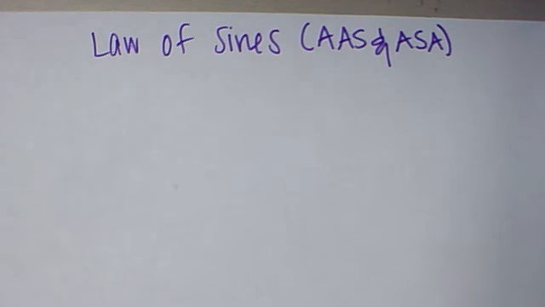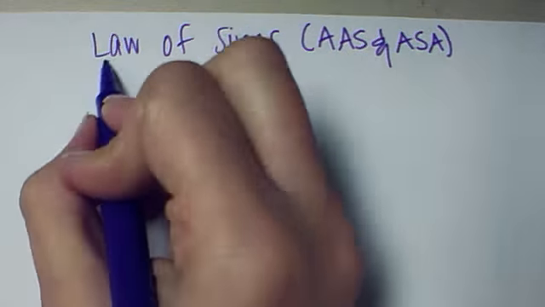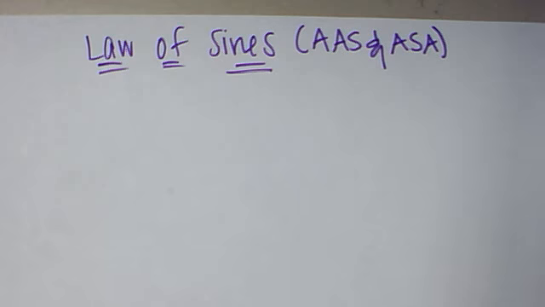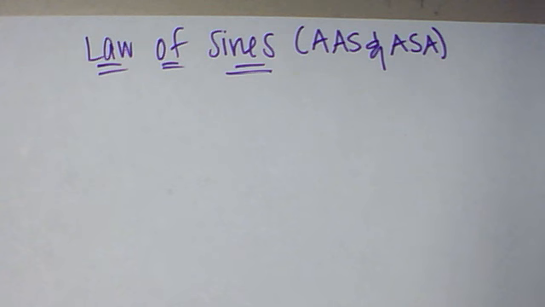This lesson is about the law of sines as it pertains to angle, angle, side, or angle, side, angle. So I'm talking about triangles here, and I want to be able to solve a triangle. To solve a triangle, what I mean is that I have all three angles and all three side lengths. To do that, I can use two main formulas, the law of sines or the law of cosines. We're going to start learning about the law of sines.